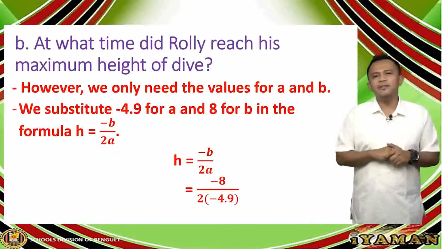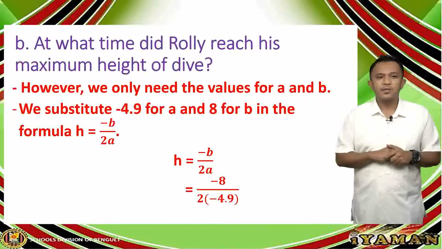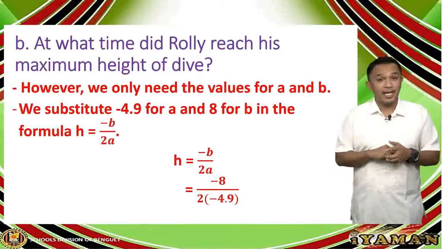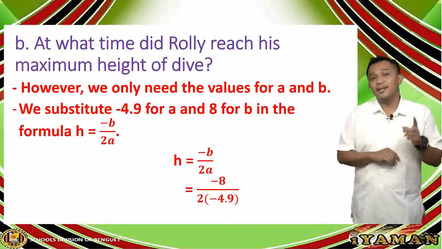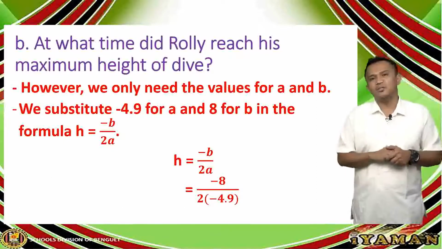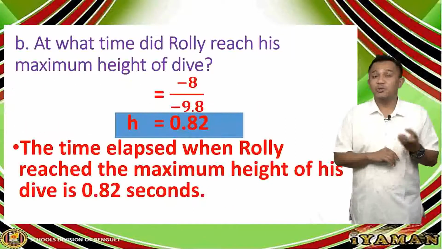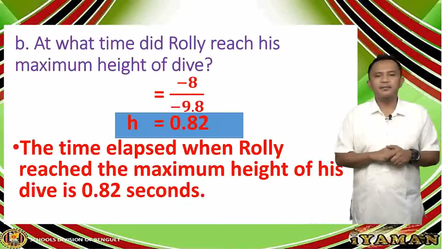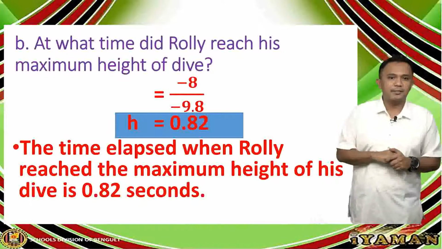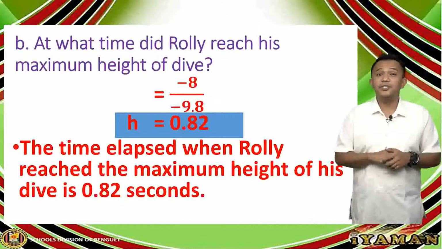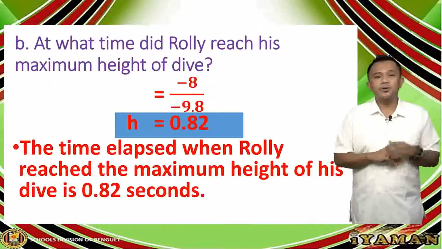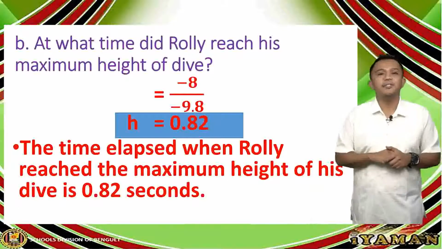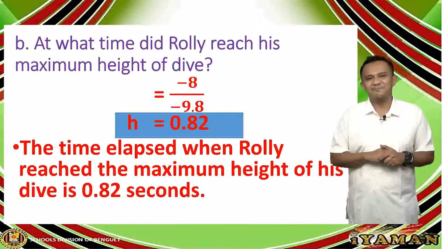However, we only need the values for a and b. We substitute negative 4.9 for a and 8 for b in the formula h is equal to negative b over 2a. So by doing that, we will be having negative 8 over 2 times the quantity negative 4.9. To continue, we have negative 8 over negative 9.8, and that will now become 0.82. Therefore, the time elapsed when Rolly reached the maximum height of his dive is 0.82 seconds.